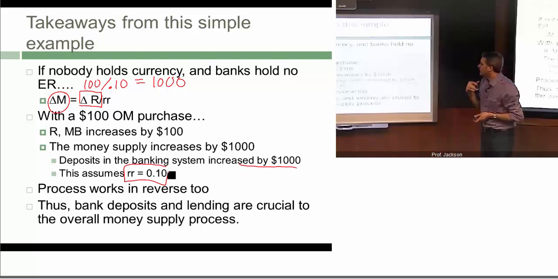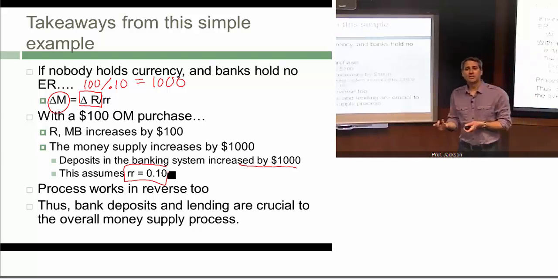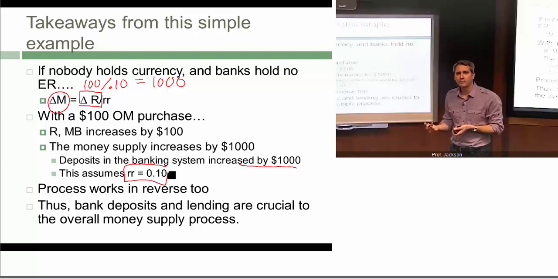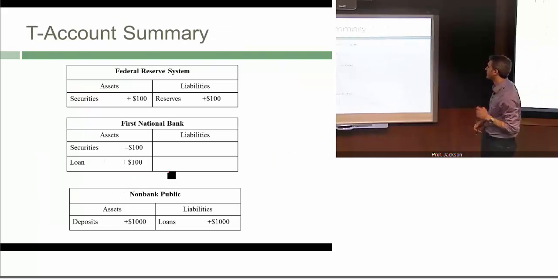And so the punchline here is that bank deposits and that lending process are really crucial to the overall money supply and how the money supply is created. And so that's one of the reasons why the Fed is the primary supervisor of commercial banks. So they check over the banking system to make sure that they are operating under proper regulation and supervisory authority.